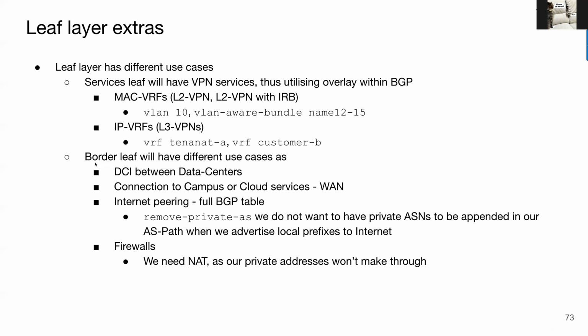Quick note on if we are using a leaf pair as a border leaf and its functionality is connecting data centers or connecting to a campus or to cloud services, then we're going to use the command remove private AS, because we don't want to have private ASNs appended to our AS path, because we're going out to the internet or we're going out where there isn't that level of security. And then if we are running firewalls, we're going to need to use NAT.